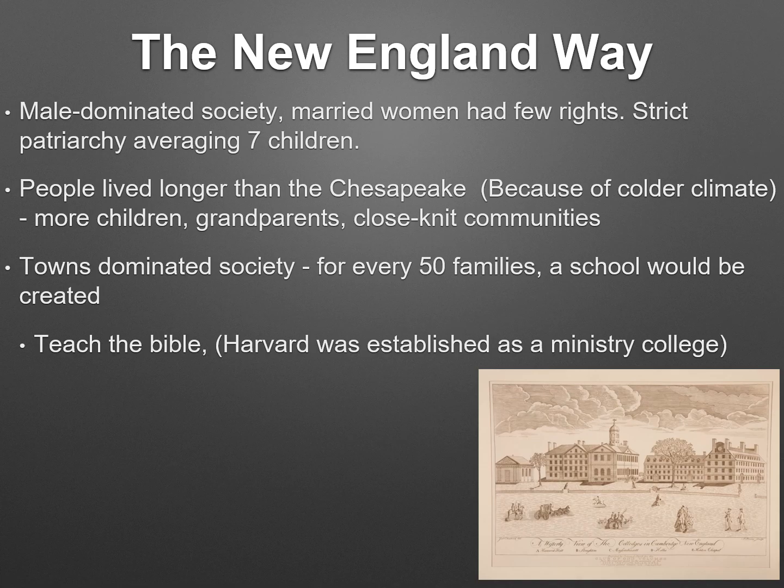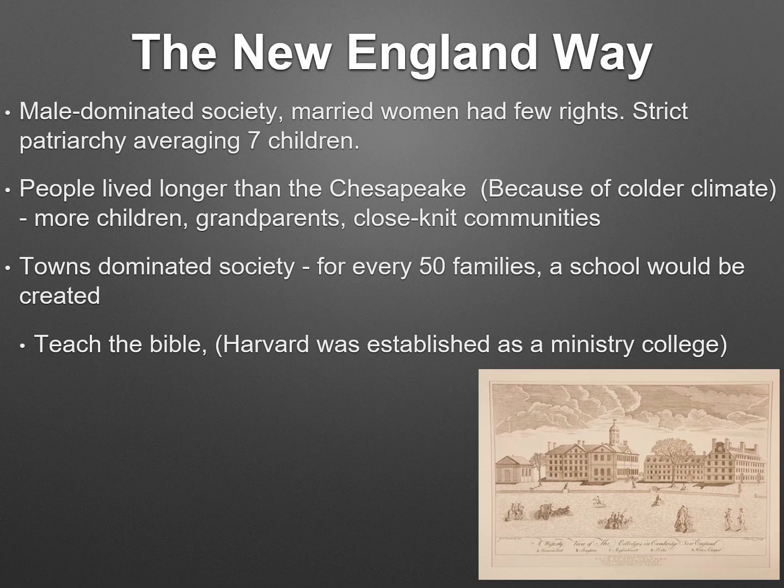Ultimately, we see people are going to live longer in the Massachusetts region than they will in the Chesapeake region because, number one, the climate is colder. There's fewer diseases like malaria or yellow fever that are going to spread in this area. Because people are living longer and having lots of kids, we see the role of grandparents in New England in ways that we didn't see elsewhere in the Americas and only kind of back in Europe anyways.